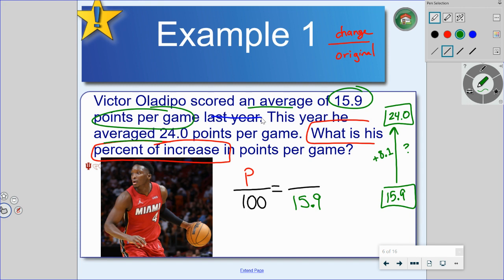The next year, he averaged 24 points per game. But that 24, it's almost irrelevant. The only thing we need that 24 for is to find how much it has changed. So if we are comparing the change versus the original, we're going to compare 8 and 1/10 versus 15 and 9/10. Folks, that is the most important part, being able to set up that relationship. Now, for those of you coming up with an estimate, I noticed that 8 compared to 16 is about a half. So I'm guessing it's somewhere close to 50%. Let's find out.